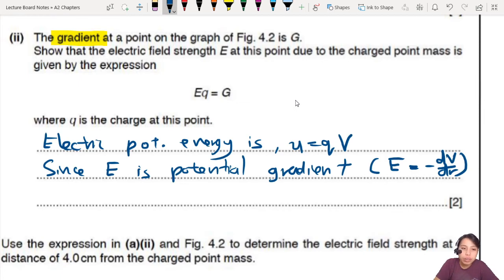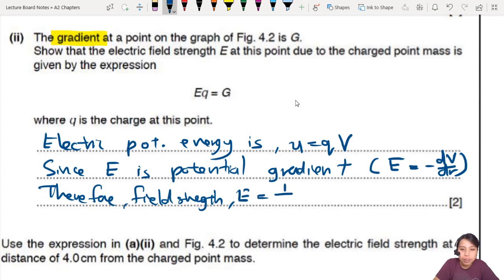So since E is potential gradient, therefore the field strength E is 1 over Q times dU/dr. If you're curious where this working comes from, that's the previous part I wrote over there. Okay, so the negative is considered under the gradient. Okay, so what we're going to do here is, I think this is it.